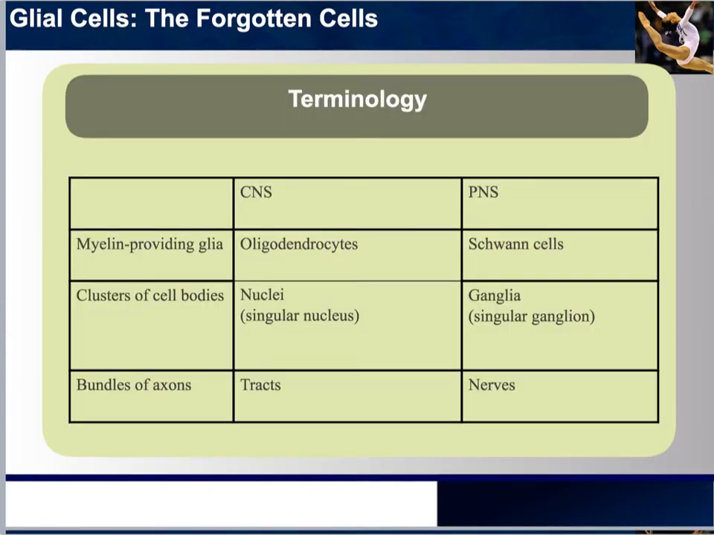Here you can see some important terminology relating to glial cells. Please note that whenever we're talking about myelin-providing glia, if it's in the CNS, then we're talking about oligodendrocytes. If it's in the PNS, then we're talking about Schwann cells. When we're referring to clusters of cell bodies, if talking about the CNS, we're talking about nuclei, and singular would be nucleus. And if we're talking about the PNS, then we're talking about ganglia, singular would be ganglion. If we're talking about bundles of axons, those long tunnels that connect the soma to the terminal buttons, in the CNS we're talking about tracts, and in the PNS, we're talking about nerves. Please note that they represent the same thing, but it's just looking at what major structural division of the nervous system they're in.